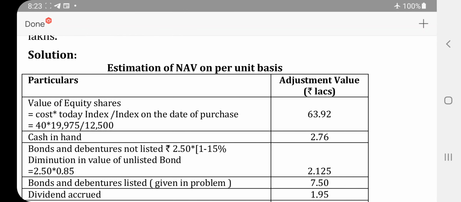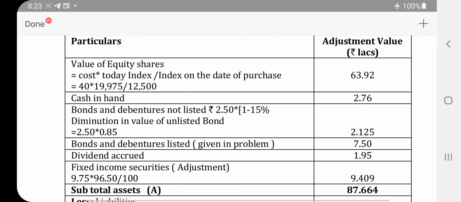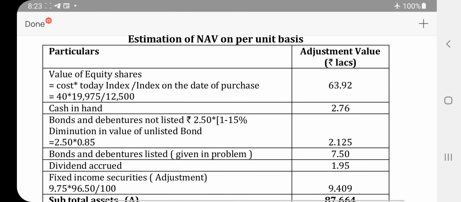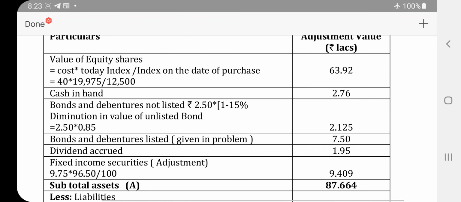So 2.50 as given itself, multiplied by 1 minus 15%, which is around 0.85. So 2.50 into 0.85, we will get 2.125. That is what the bonds and debentures not listed will be. It means 15% is decreased, in the sense that in 1, 15% has been reduced. It will be 0.85, and by simplification we get 2.125. And bonds and debentures listed, they have given in the problem itself, 7.5 lakhs. Listed bonds and debentures carry a market value of rupees 7.5 lakhs. So that we have taken.